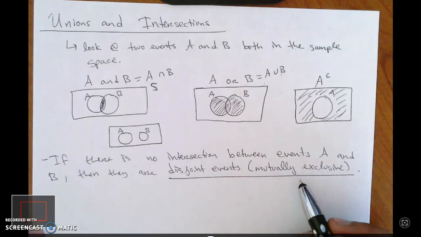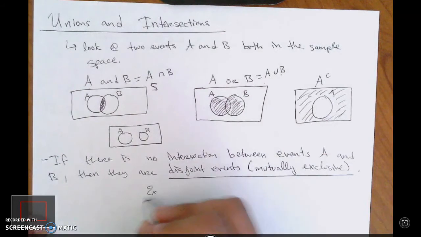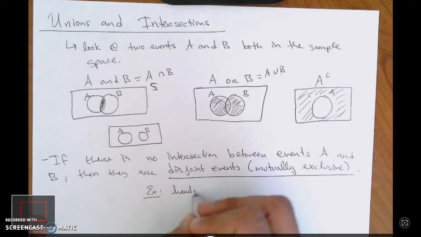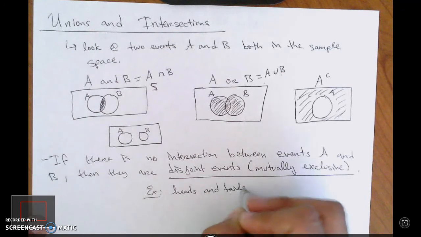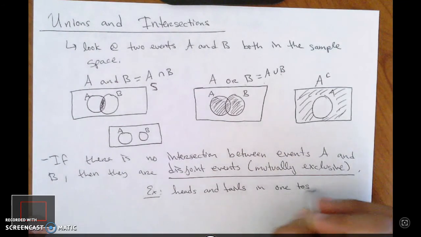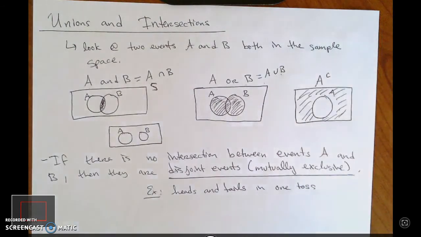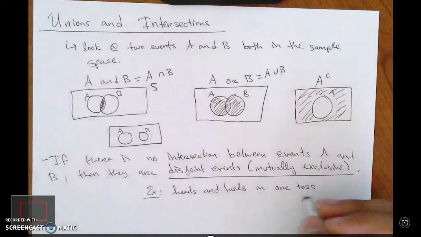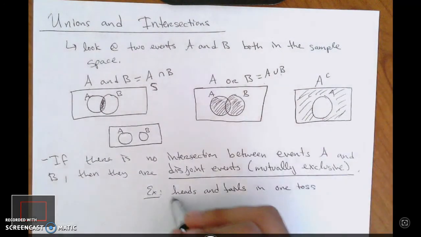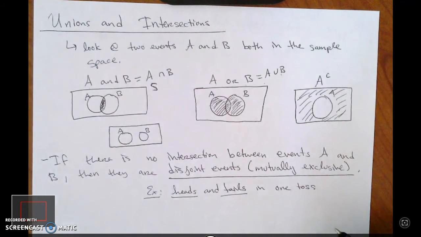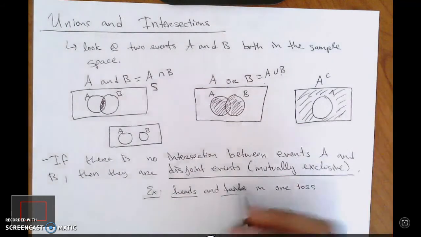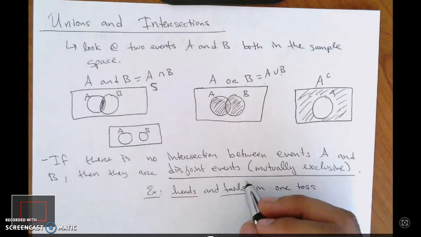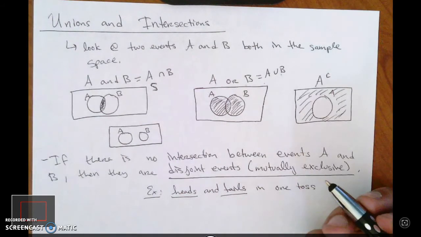Can you think of something that would be a disjoint event? What's something simple? What do you think would be an example? One example is maybe getting heads and tails in one toss. If I toss a coin, it's impossible for me to get a heads and a tails at exactly the same time. So that would be an example of disjoint events, because I can't get heads and tails at exactly the same time. That's not possible.